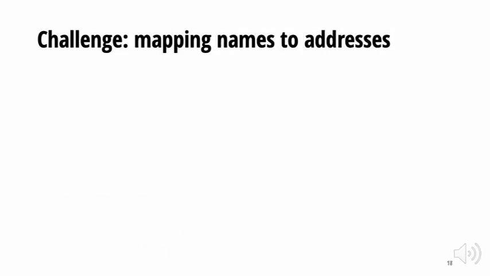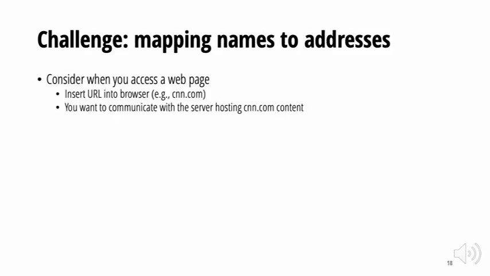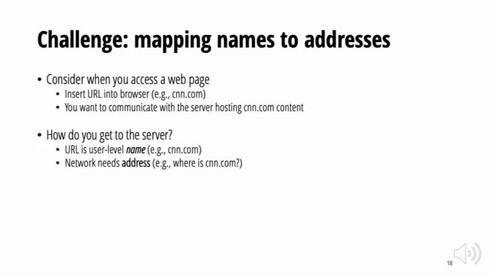A related one, though, is mapping names to addresses. So think about this when you access a web page, let's say CNN.com. What you really want when you're going to a browser and typing that out is you want to access the content that's being served or stored at a server that's associated with CNN. So really what you want to do there is take this user level name, that's CNN.com, but the network doesn't understand these names. It doesn't know anything about CNN. So you want a way of taking that name and translating it to a network address, which is going to be an IP address. And we'll talk about what IP addresses are.